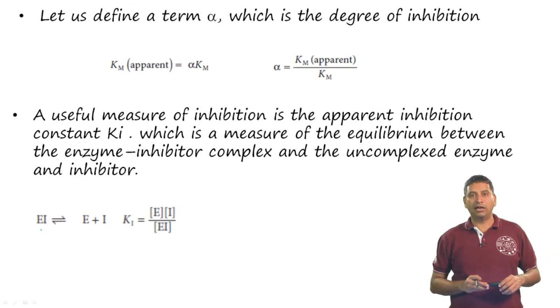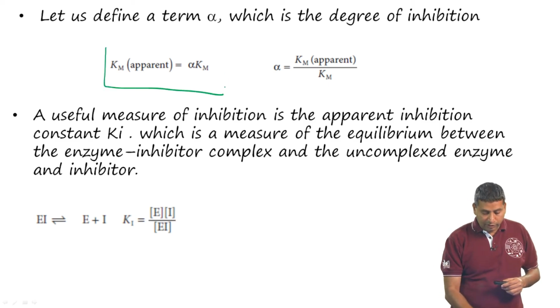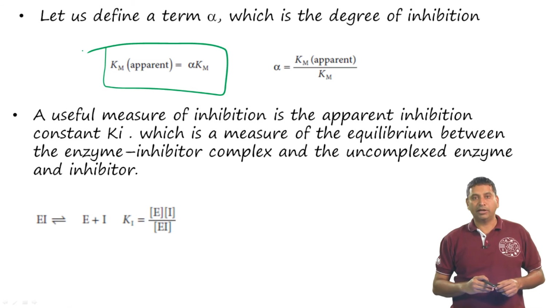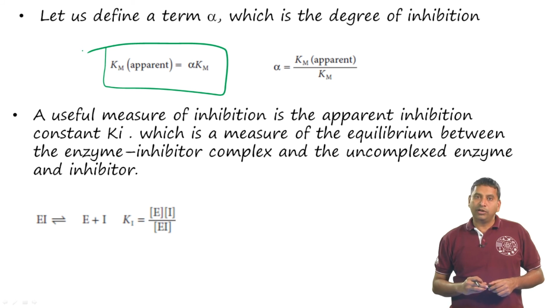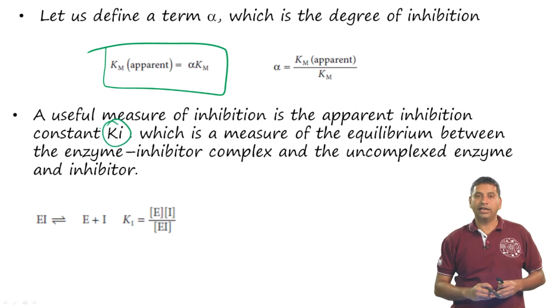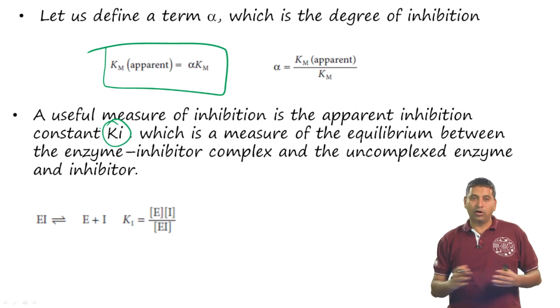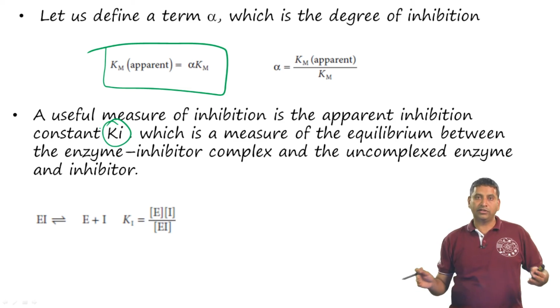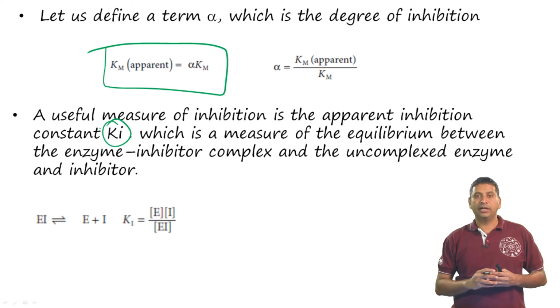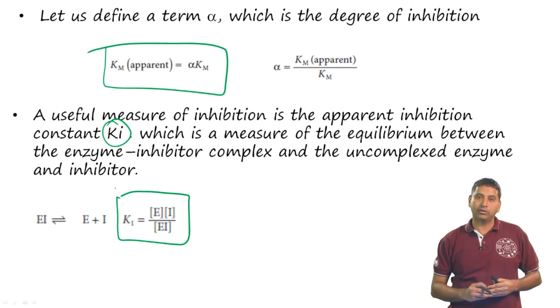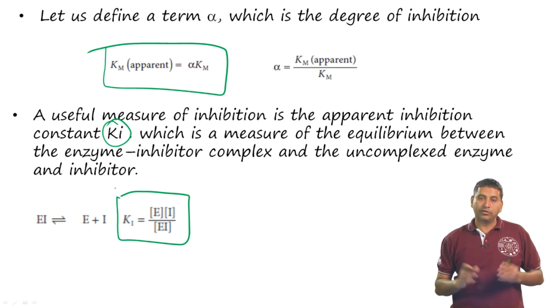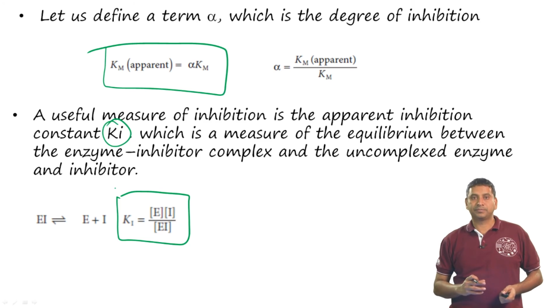Now, let us define a term alpha, which is the degree of inhibition. So, in the presence of the inhibitor, you have a Km, which is Km apparent, which is nothing but alpha times Km. Now, a useful measure of the inhibition is the apparent inhibition constant Ki. So, Ki, which is an equilibrium constant, is a measure of how well the enzyme inhibitor dissociates and becomes associated again. So, this Ki is defined as the concentration of the enzyme multiplied by the concentration of the inhibitor divided by the concentration of the enzyme inhibitor complex.